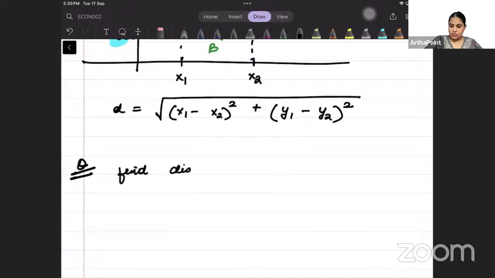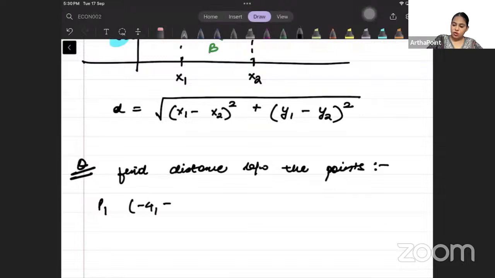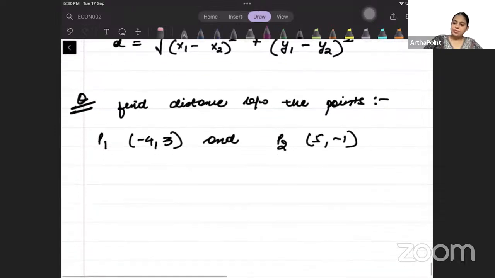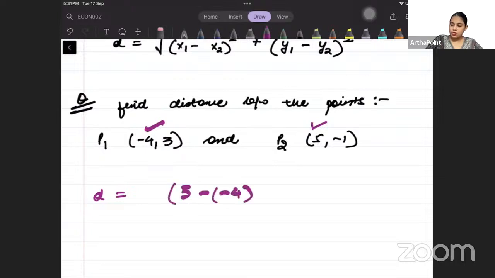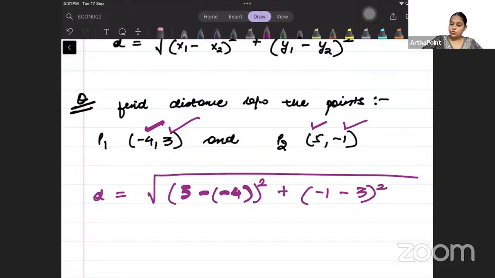Question: find the distance between the points. The points given are P1 (-4, 3) and P2 (5, -1). So very simple. Distance will be the square root of (x2 minus x1) whole square, (5 minus (-4)) whole square, plus (y2 minus y1) whole square, (-1 minus 3) whole square.